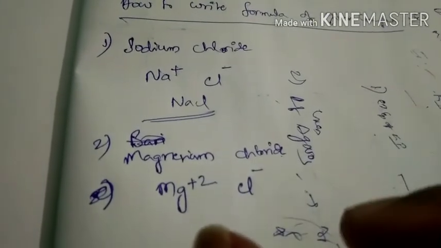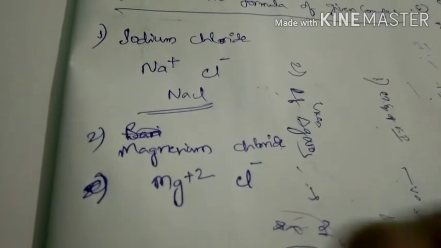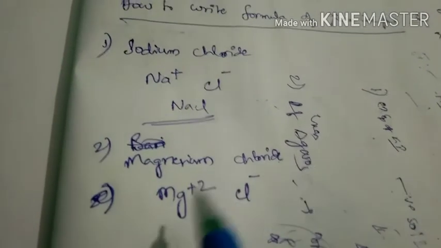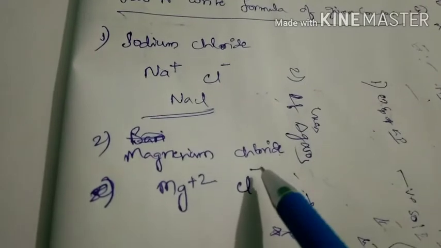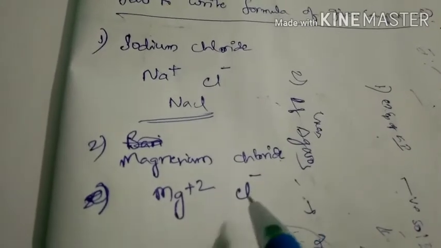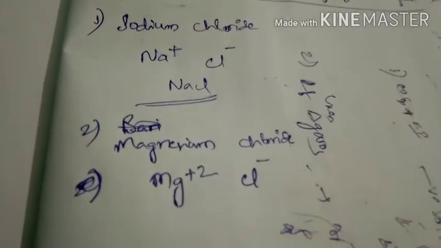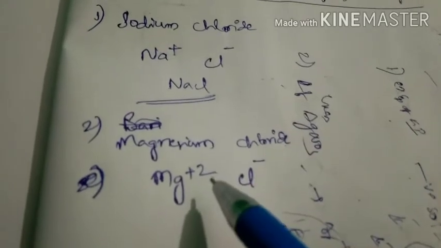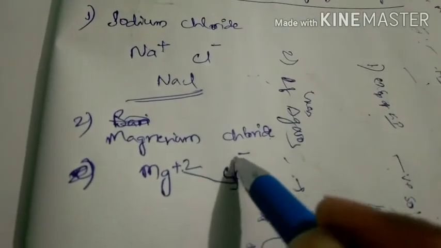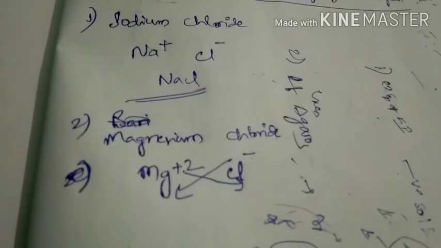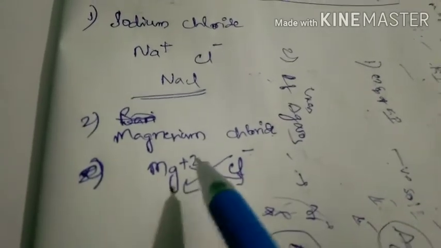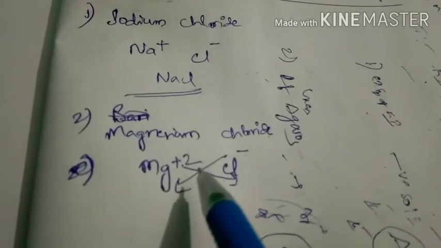In that table, all these ion symbols are present. If you learn it, then only we are able to write the formula. Otherwise, we cannot write any formula. See here, plus 2 cation, minus 1 anion. The charges are not equal, so we have to apply the crisscross method. That means this 2 comes to Cl and this 1 comes to Mg. This method is called the crisscross method.